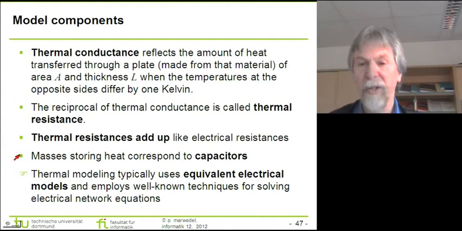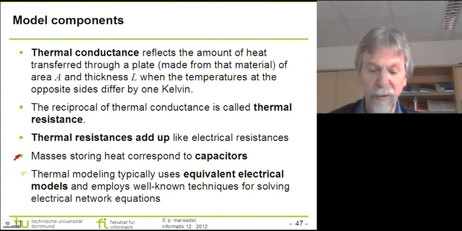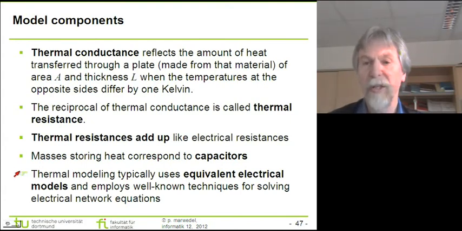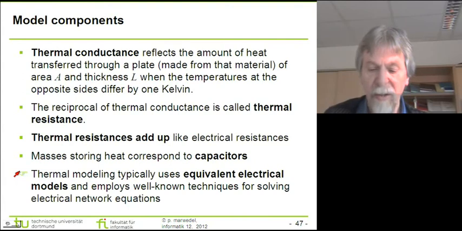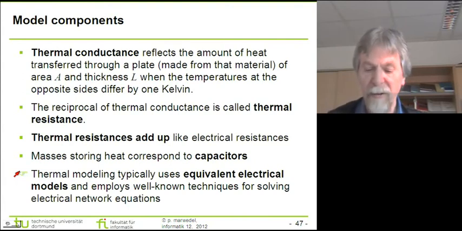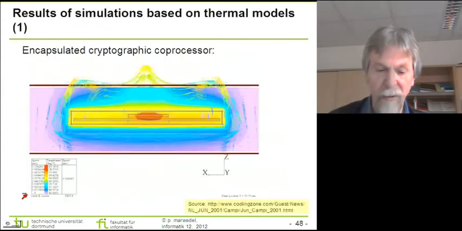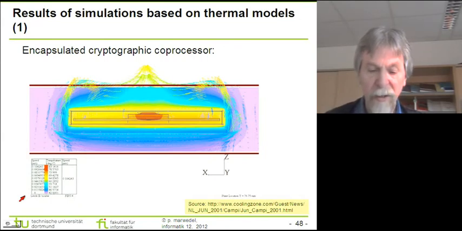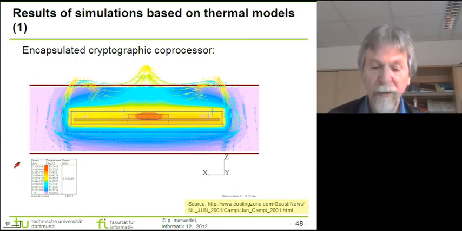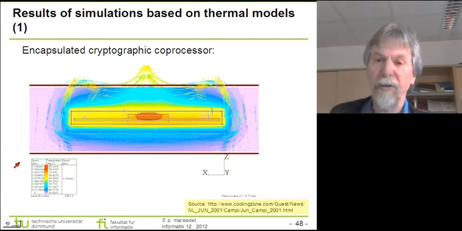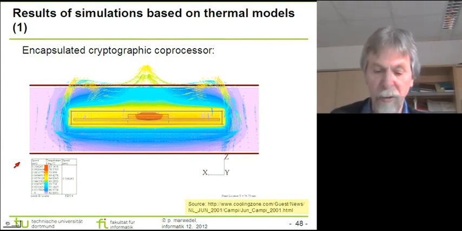Also, masses storing heat correspond to capacitors in electrical networks, and therefore thermal modeling can be done very much using the same technique that we are also using for analyzing electrical models. Therefore, all the well-known techniques that are available for solving electrical network equations can be used there as well. In order to indicate the type of results that we can achieve this way, I'd like to show some slides. This is a slide demonstrating the temperature distribution in some cryptographic coprocessor.